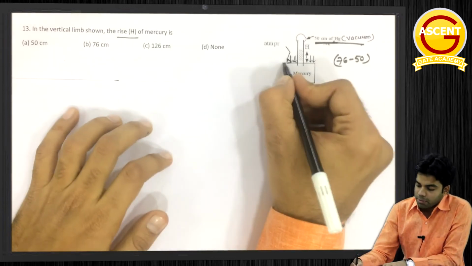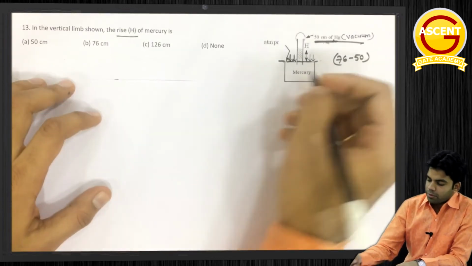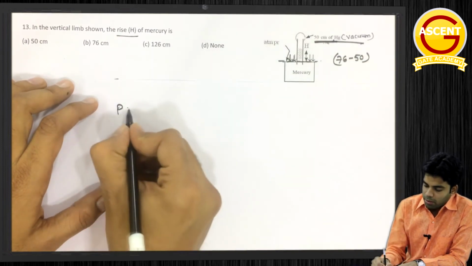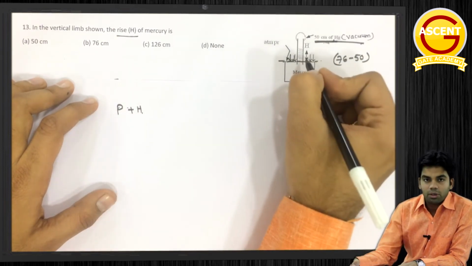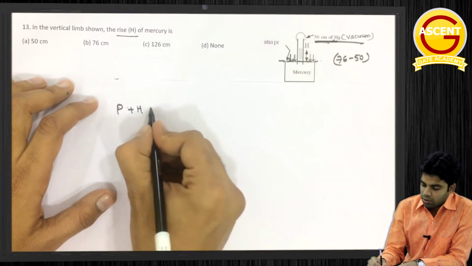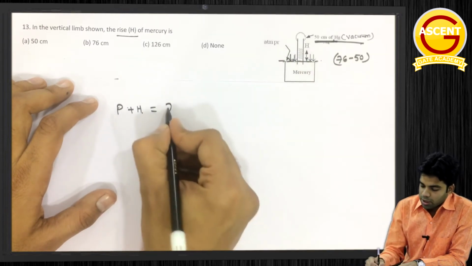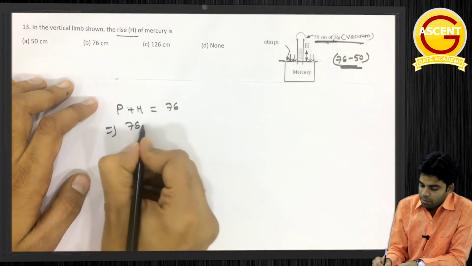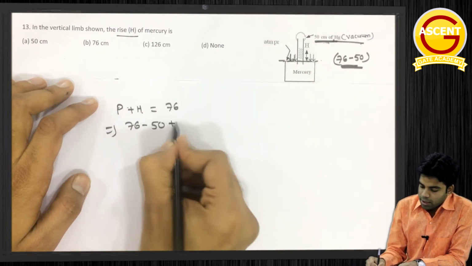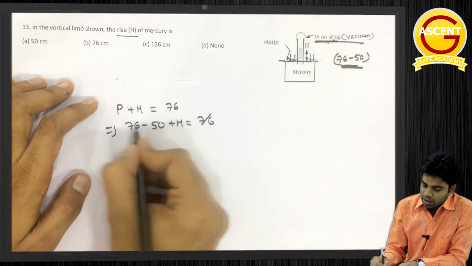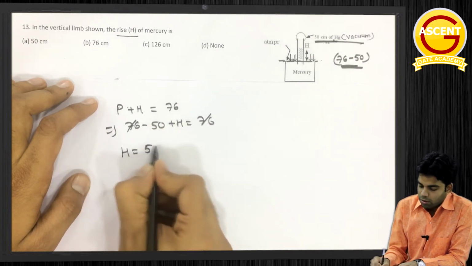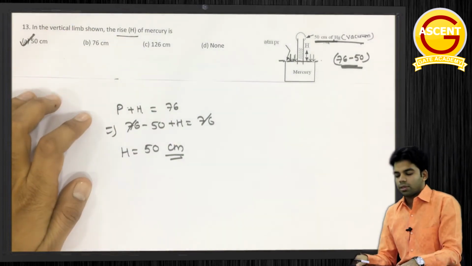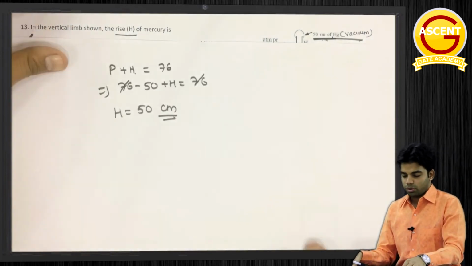Just equate the pressure at this level. Same thing, we have already done this. So here the pressure is, suppose, P plus H, in terms of centimeter of Hg only, is equal to the atmospheric pressure, which is 76 centimeter of Hg. Now the absolute pressure P is 76 minus 50, plus H is equal to 76. This 76 gets cancelled out and H is equal to 50 centimeter. Simple. So the answer should be A. Getting this? Next question.